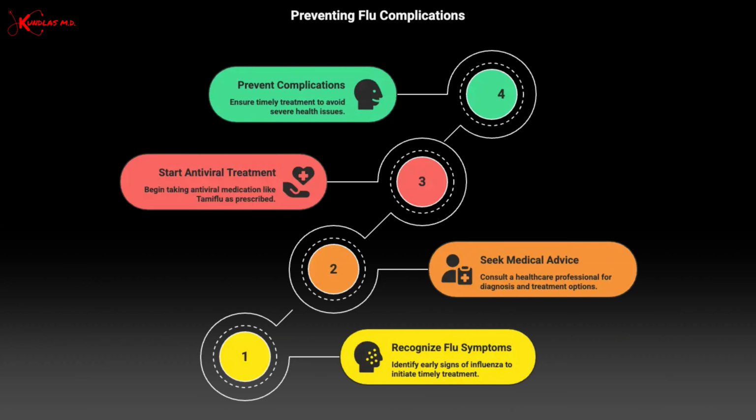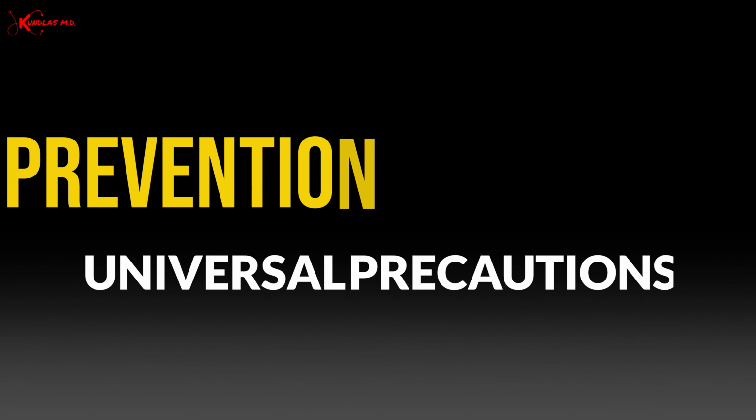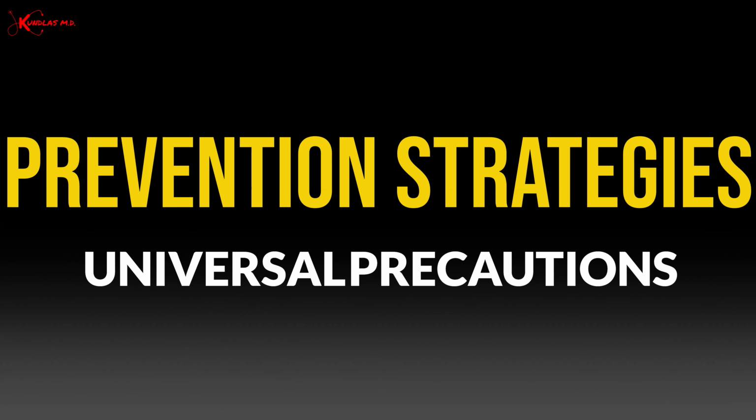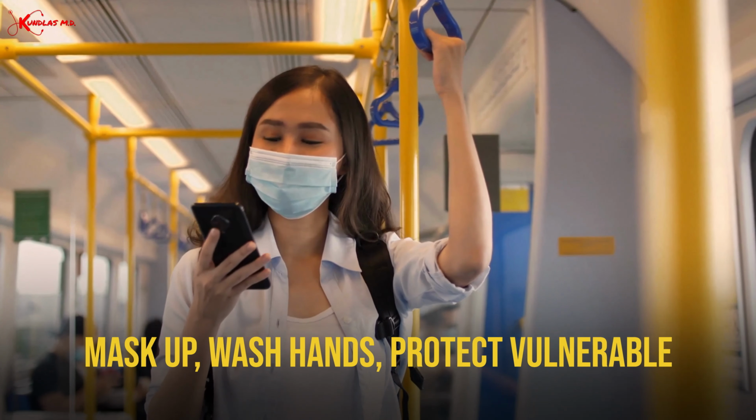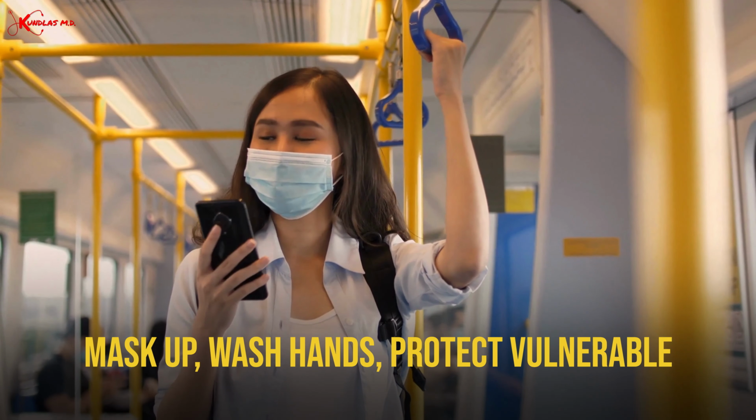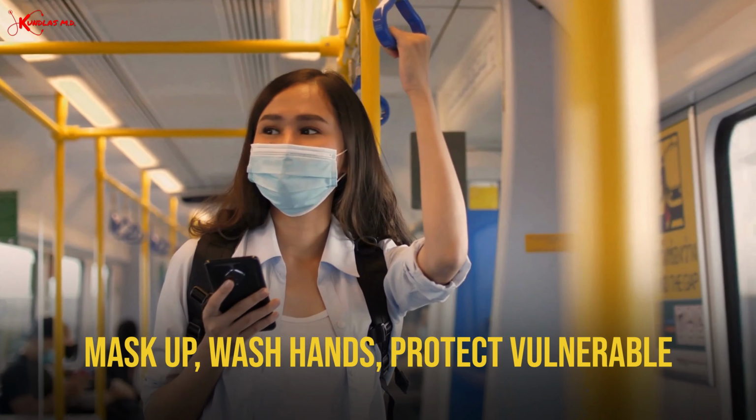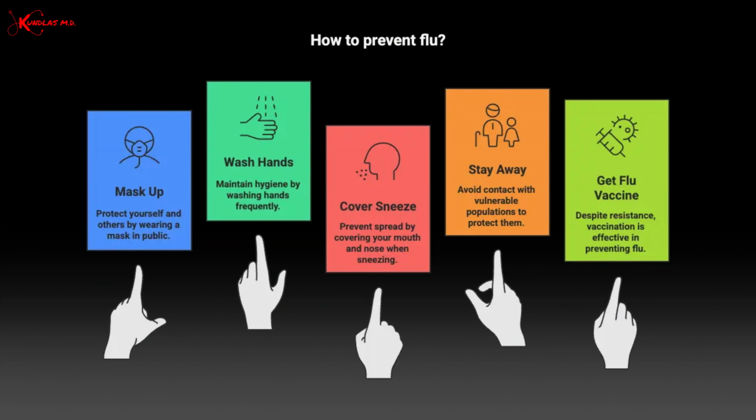Further, how can we prevent? If you have any of the respiratory illnesses, you should use universal precautions. Mask it up, wash your hands, cover your mouth when you cough or sneeze, and stay away from the vulnerable population. If you have elderly at home or you're exposed to people who are at high risk, you should do that.